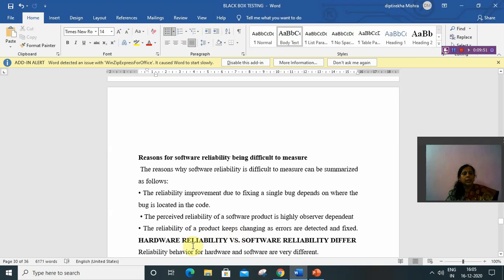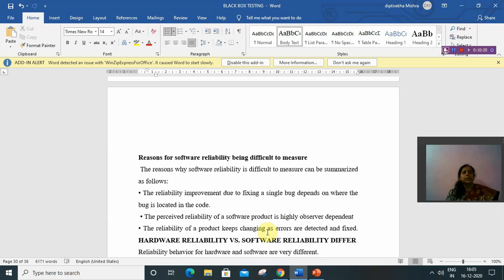The reliability of a product keeps changing as errors are detected and fixed. The software reliability is always changing because errors are always being detected and fixed. So the reliability increases. If the errors are not detected, then the reliability will decrease. So the software reliability always goes on changing.